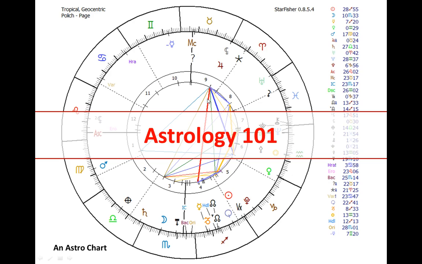In this video, I'm only going to talk about the planets. They can get pretty involved, but over the course of the next couple of videos, I'll describe all four levels of an astrology chart so that you can actually learn how to read it.